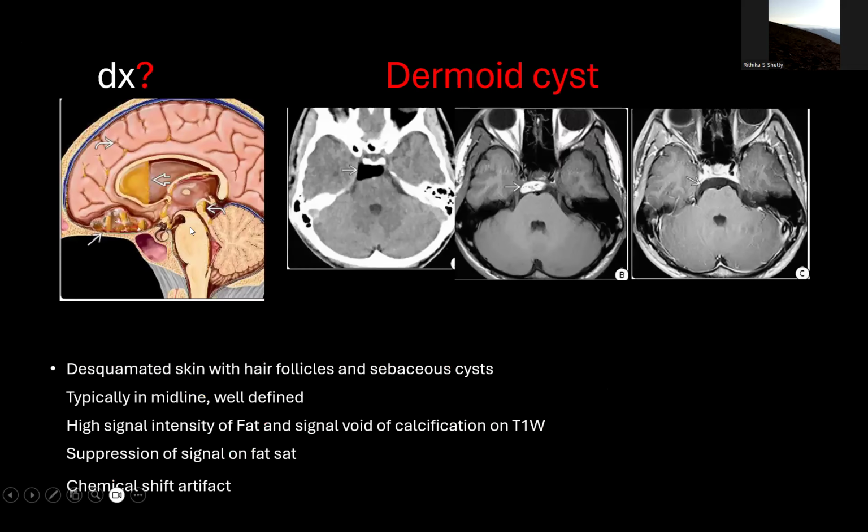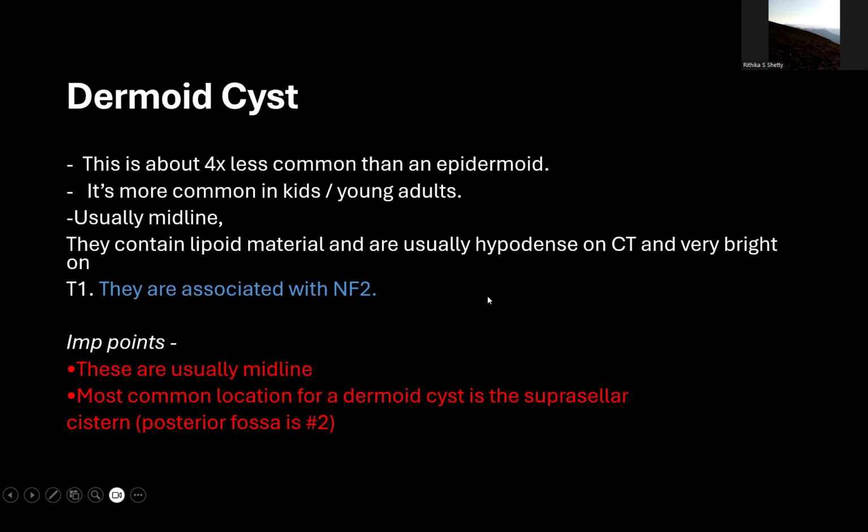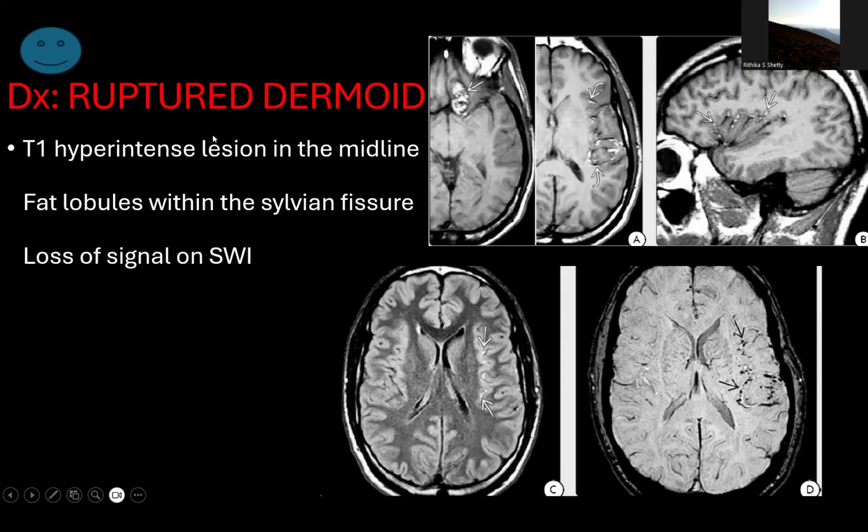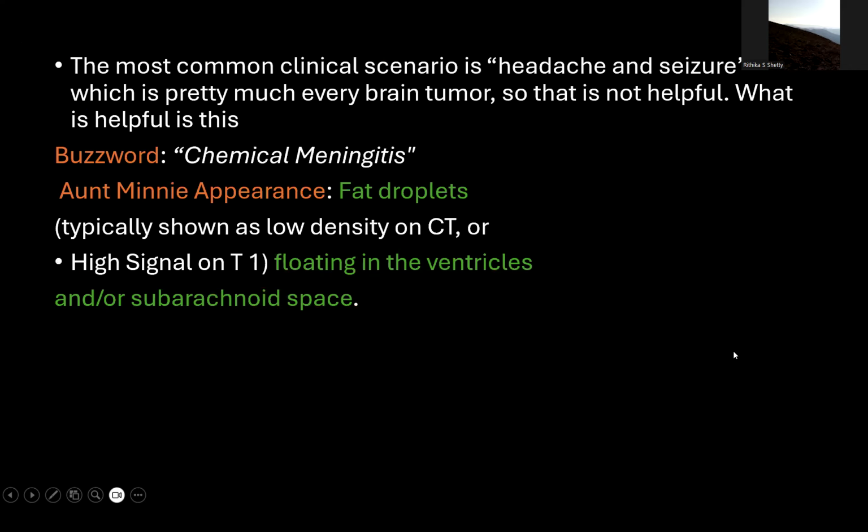As I have shown in the first image, if the dermoid gets ruptured, we can see fat globules in the cisterns, in subarachnoid space, sorry. So T1 hyperintense lesion in midline, fat lobules in the sylvian fissure, loss of signal on SWI. We have to remember that clinically it is very difficult to differentiate tumor or ruptured dermoid because they will present with history of headache and seizures. So the main important diagnosing feature is the presence of the fat droplets.